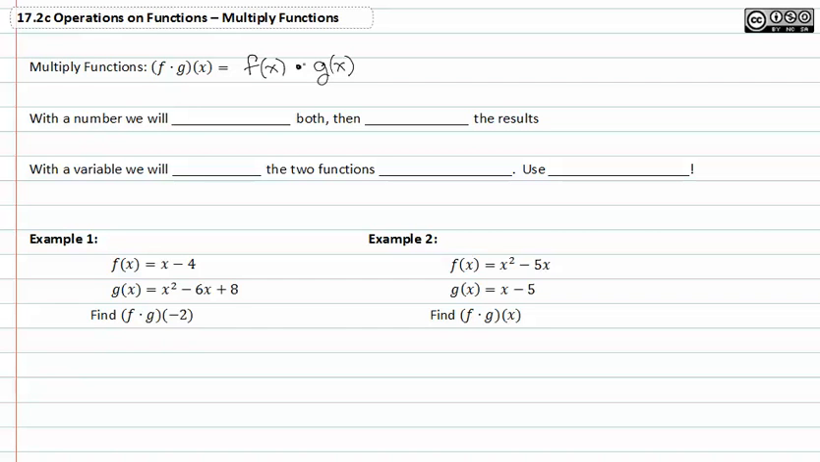With a number, we will evaluate both functions, then multiply the results. With a variable, we will just multiply the two functions together, and don't forget to use parentheses.